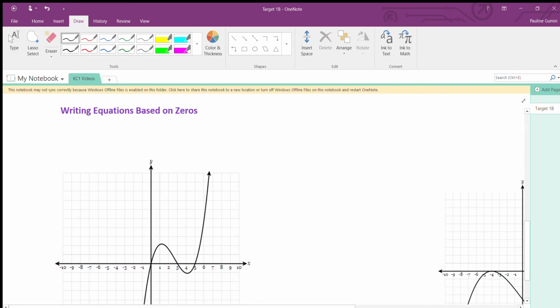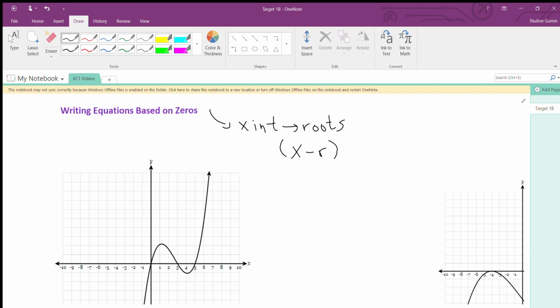Now, I'd like to remind you that zeros are x-intercepts, which are also roots. When we're writing equations, we call them roots, technically. And roots are always written as x minus r, with r being the root.